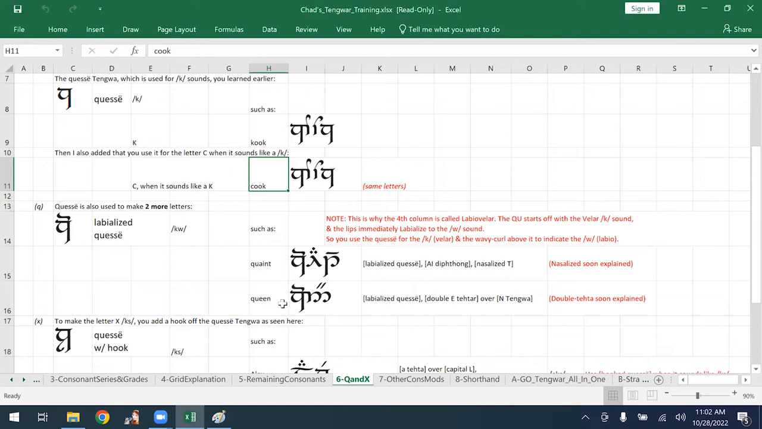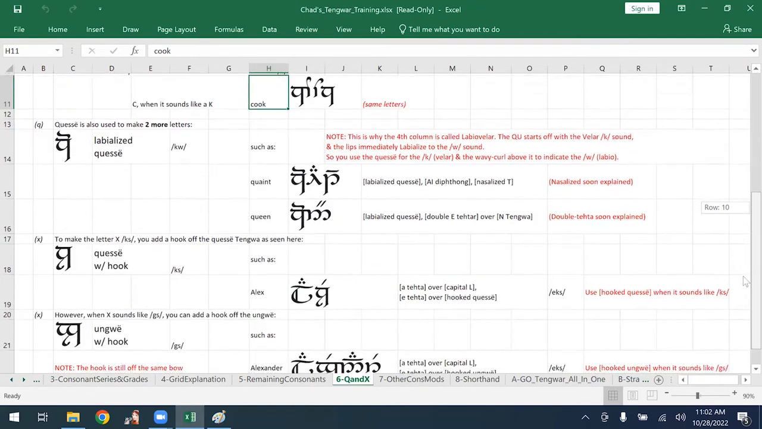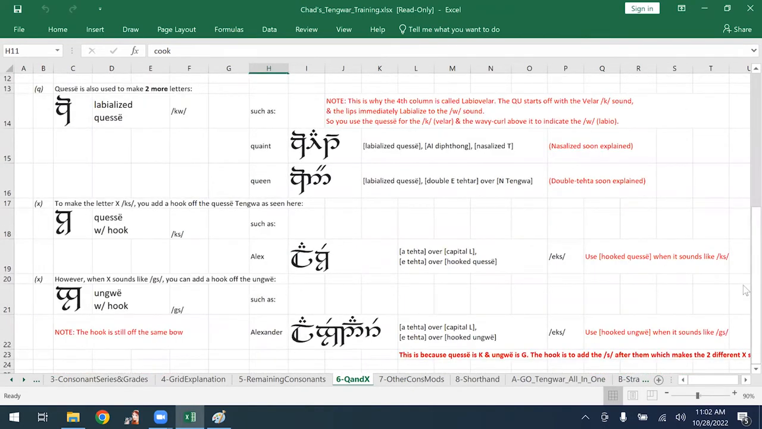Here's queen. This is easier. Q-U-E-E-N. Labialized quesse, double E Tehtar over N Tengwar. Easy enough? Takes a little while to get used to, but I'm explaining it so you'll be able to understand whenever you're looking at it on the grid.